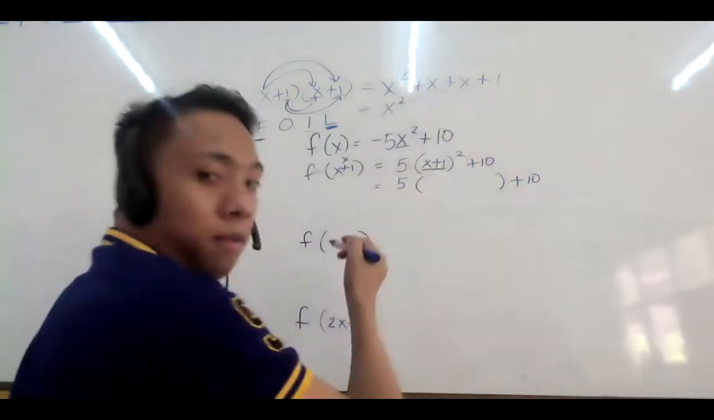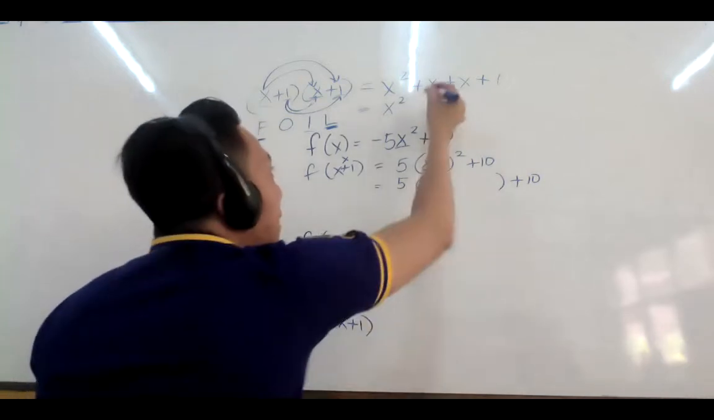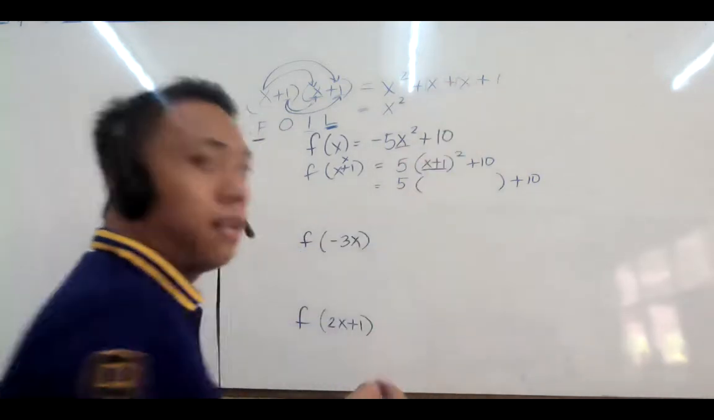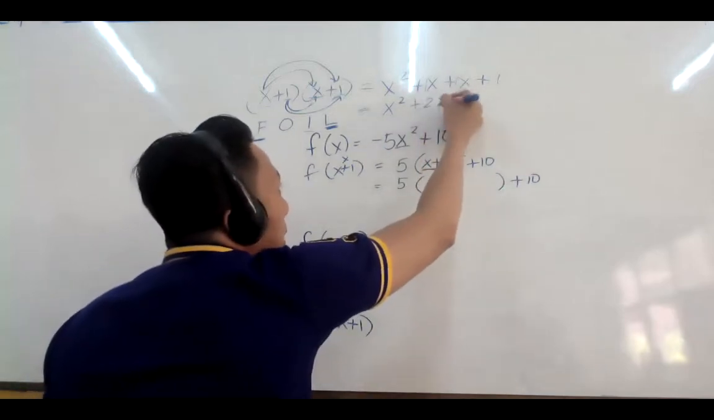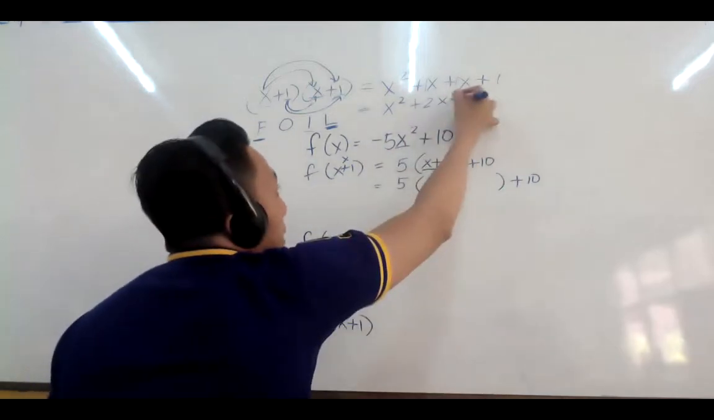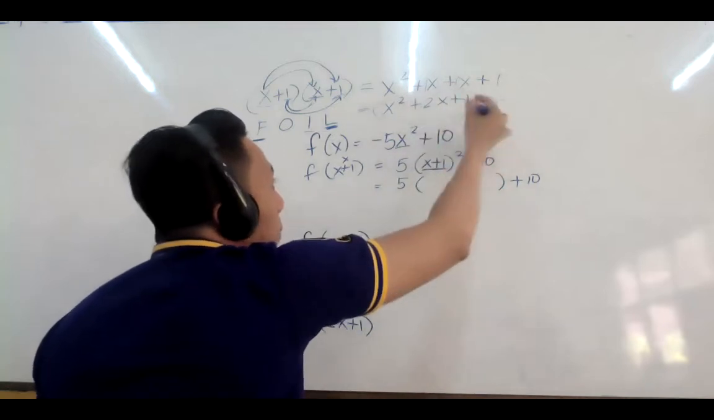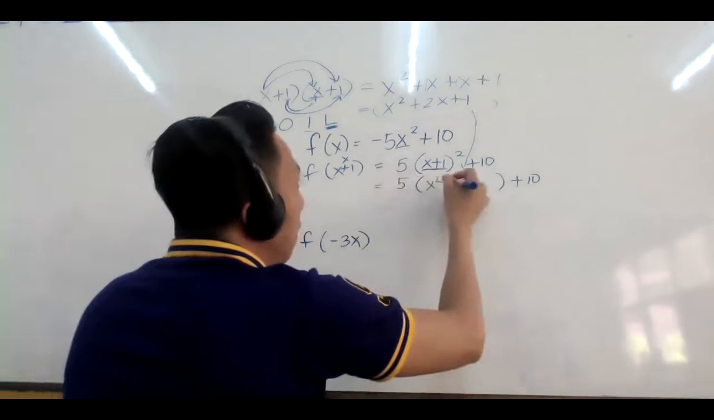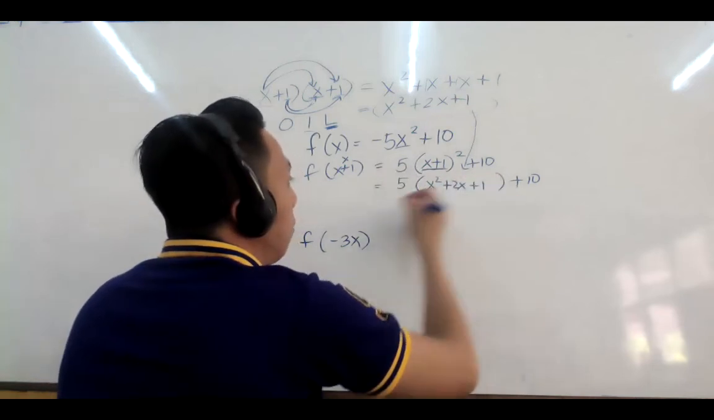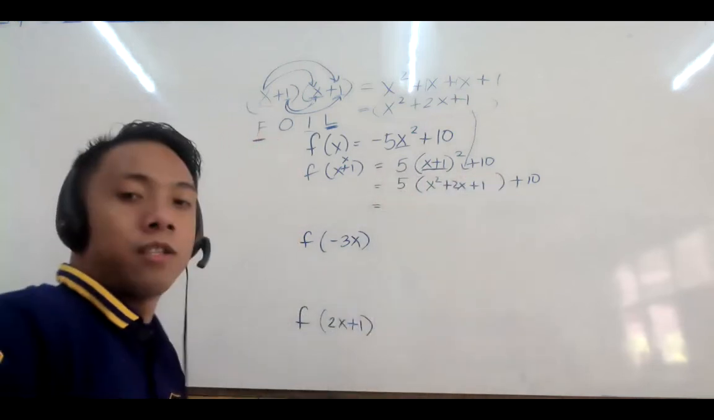So x plus 1 times x plus 1 is equal to x squared, and the same variable we just add the numbers beside them. What is 1 plus 1? 2, and then just copy the variable x. So we have x squared plus 2x plus 1. Is this finished? Not yet.